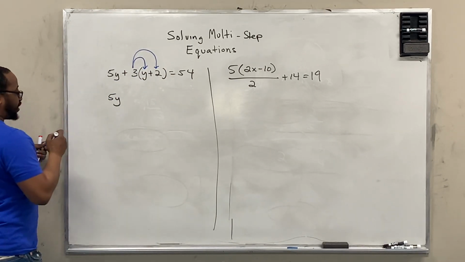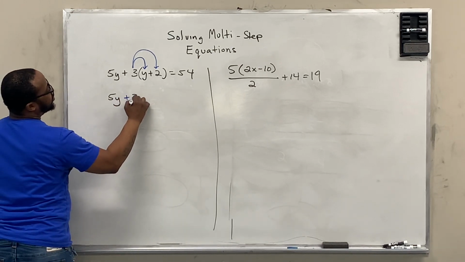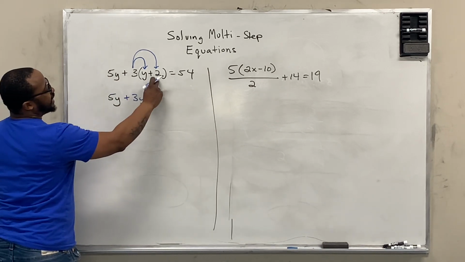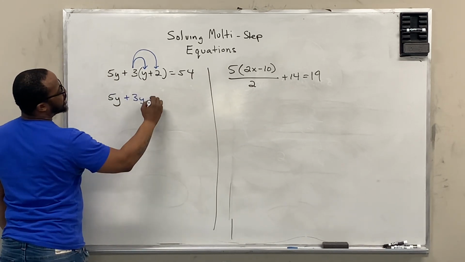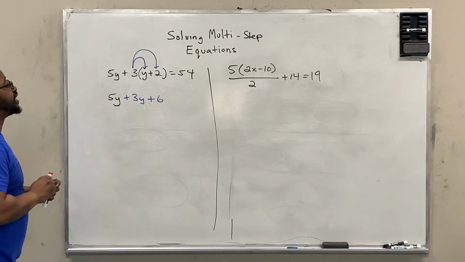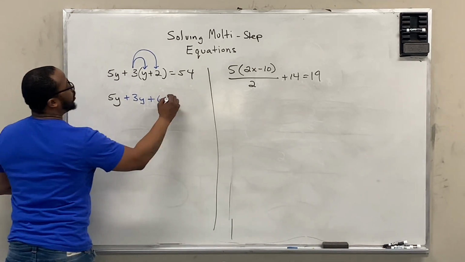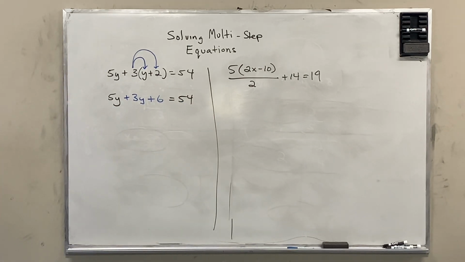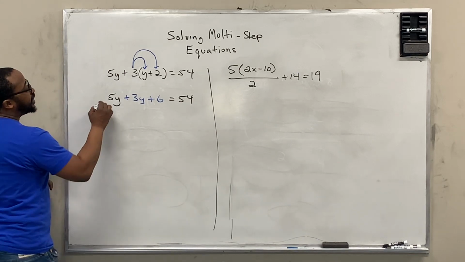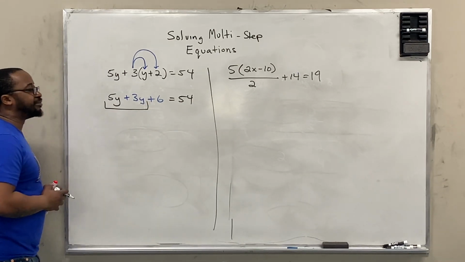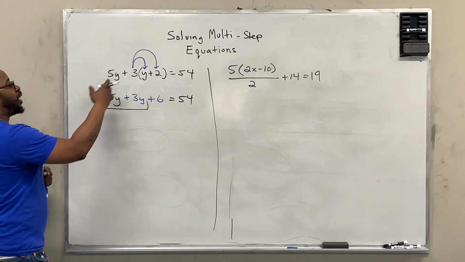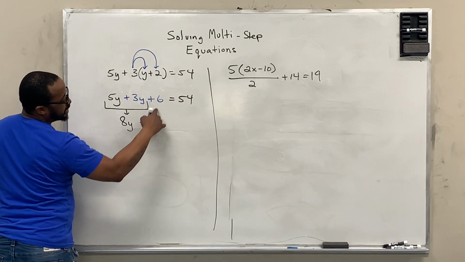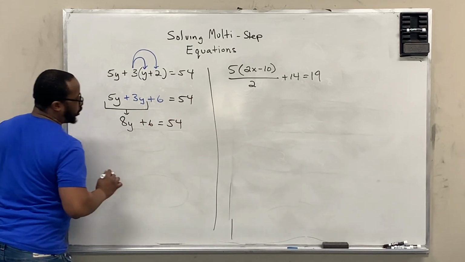So basically, 3 times y is going to give me 3y. 3 times positive 2 is going to give me a positive 6. And then we write out the equal sign and the 54. Now, when you get this next new line, the first thing you want to do is combine the like terms, okay? So 5y plus 3y is going to give me 8y, then plus the 6 equals 54, okay?